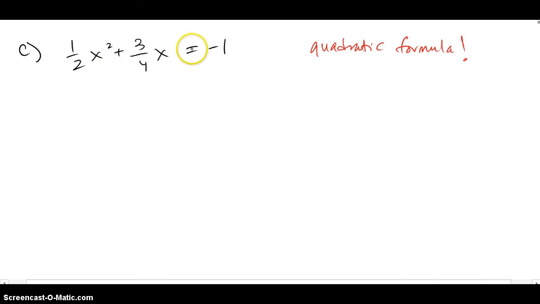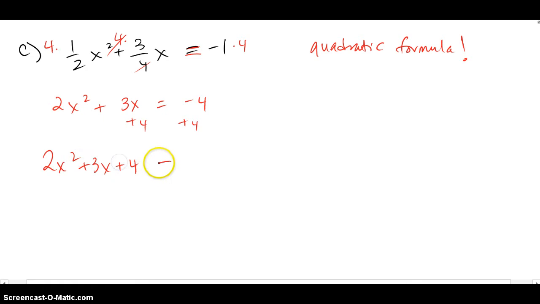I don't like those fractions because it's an equation. I'm going to multiply everybody by the LCD, which is 4. So I get 2x squared plus 3x equals negative 4. I have to put it in standard form: 2x squared plus 3x plus 4 equals the 0 I need. So now I have my A to be 2, my B to be 3, and my C to be 4, and I'm going to go plug them in.